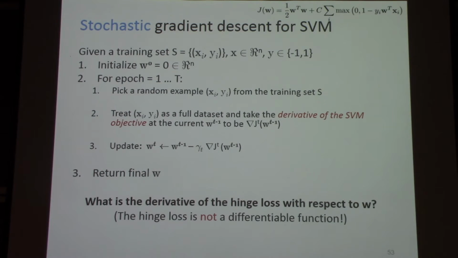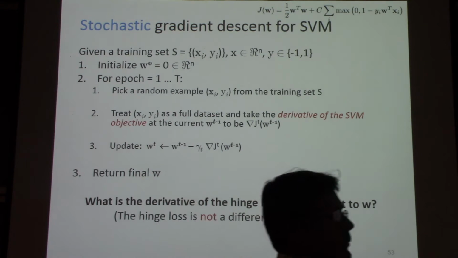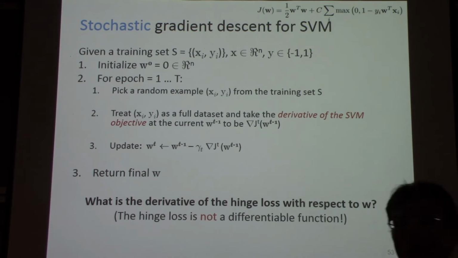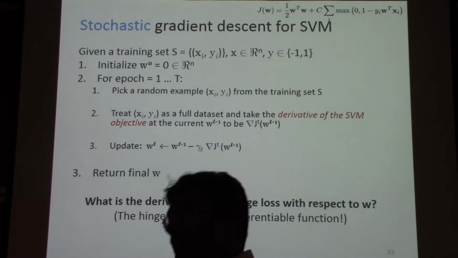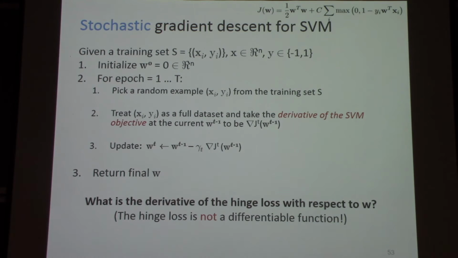And the interesting part is if it does not make a mistake, namely the sign of y and W transpose x are the same, and yet W transpose x is within the margin, it should still pay a penalty because we don't like weight vectors that put points inside the margin.